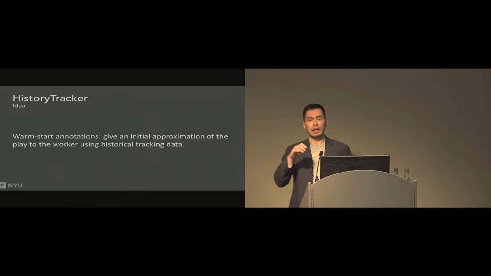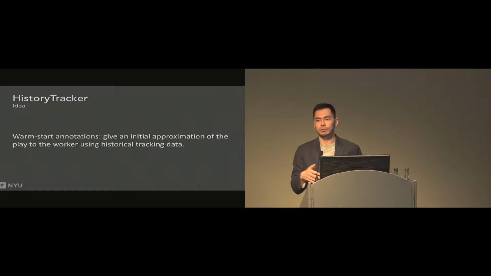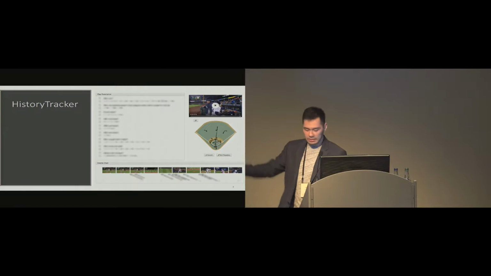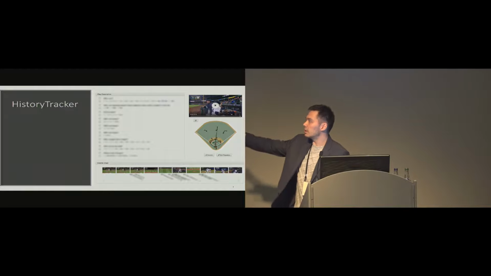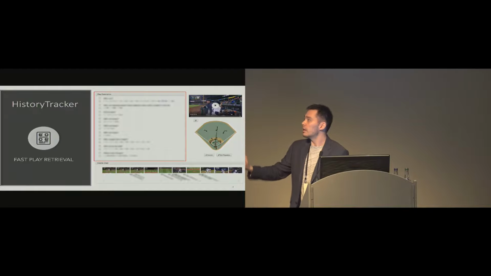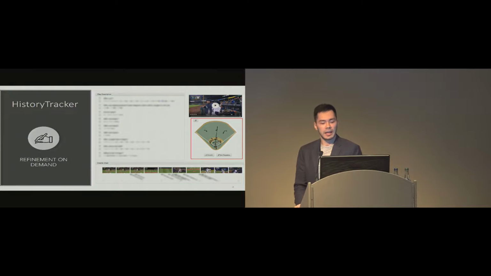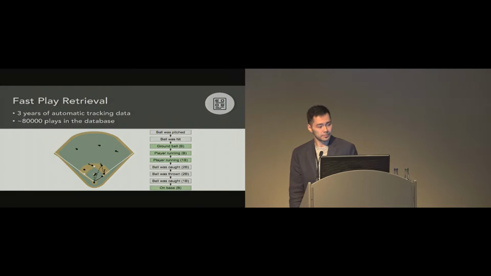Basically, you have a lot of plays that you have annotated before or you have tracking data for, and then you can use these plays that you previously captured to warm start the annotation so that the user doesn't have to annotate everything from scratch. This is how our system works. This is a view of the system, intentionally blurred out so that you don't read anything. But these are the three components of our system: the fast play retrieval, the event-based tuning, and the refinement on demand. We're going to cover each one of them in more detail now.